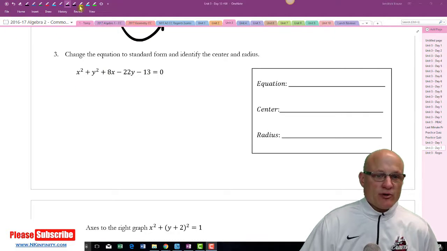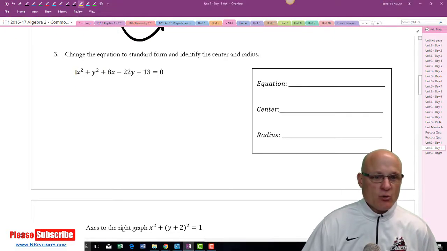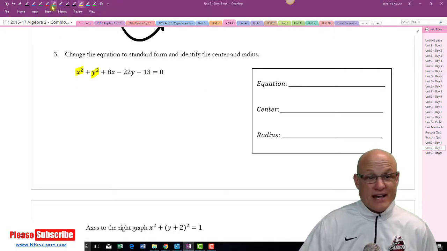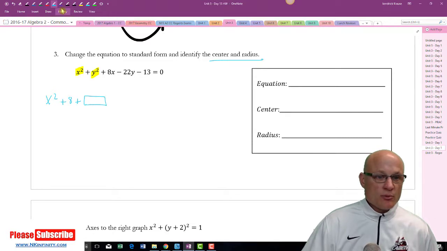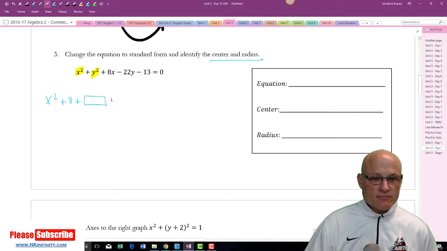Okay, don't forget when you have an x squared and a y squared, and they both got 1 as their coefficient, this is definitely going to be a circle. So center and radius. So if we put the x's together with a box, we put the y's together with a box.